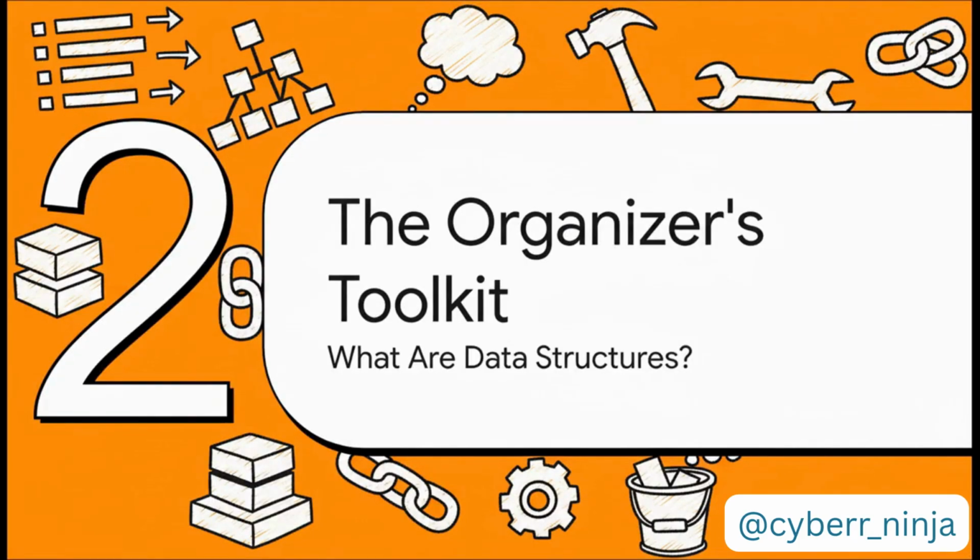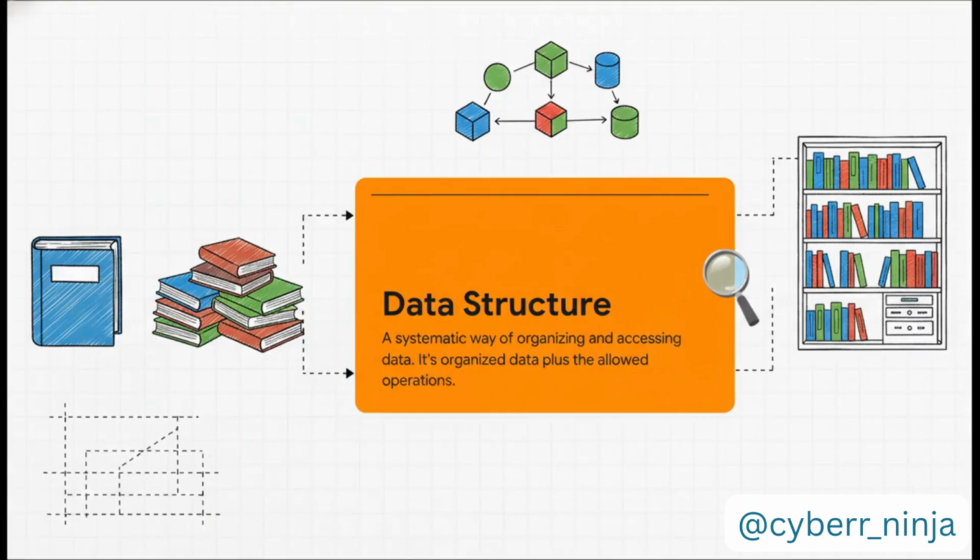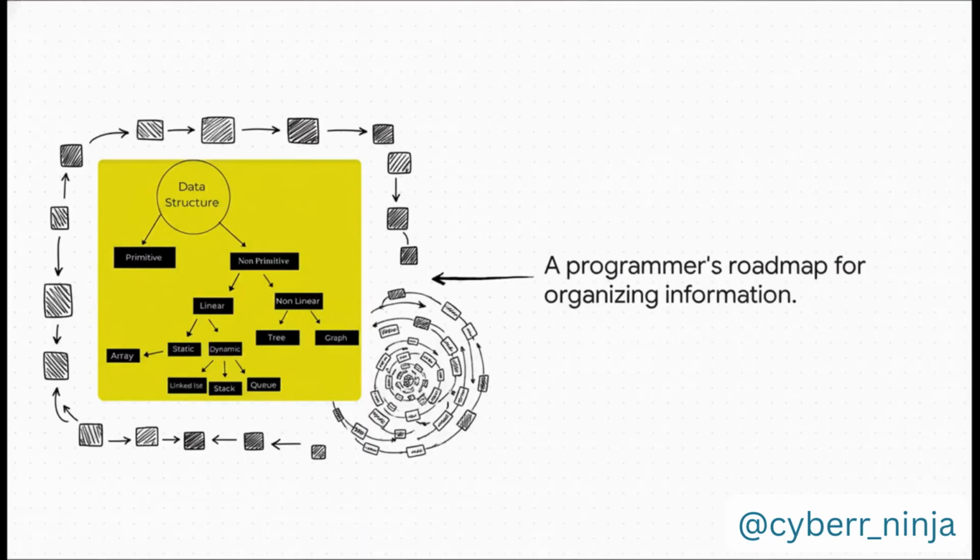Well, this brings us to the absolute core of our explainer, the Organizer's Toolkit. And in the programming world, these tools are called data structures. A data structure isn't just a box you throw stuff into. It's a blueprint. It's a really specific, systematic way of arranging data in a computer's memory that also defines what you're allowed to do with that data. It's the difference between having a giant pile of books on the floor and having a library with a card catalog system.